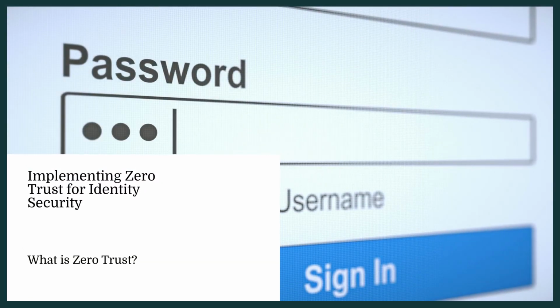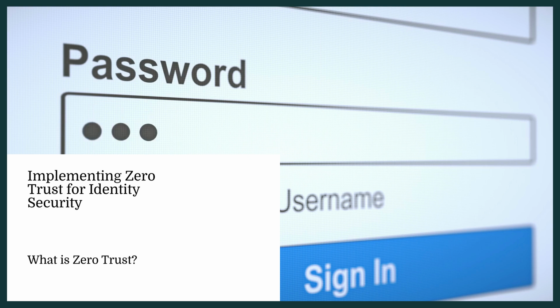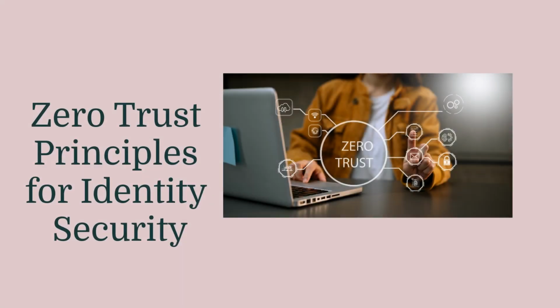What is Zero Trust? Never trust, always verify. Zero Trust assumes all users and devices are untrusted until proven otherwise. Old security model: if you're inside the network, you're trusted. New security model: prove your identity every time. Least privilege: only give users the access they absolutely need. Continuous verification: re-authenticate users frequently. Assume breach: design systems as if a hacker is already inside.